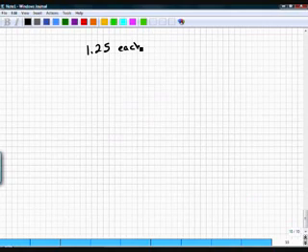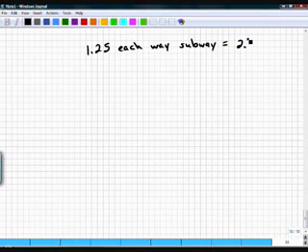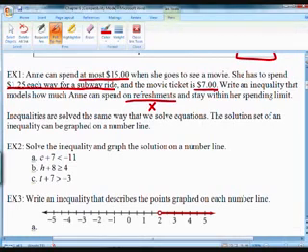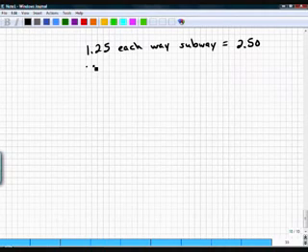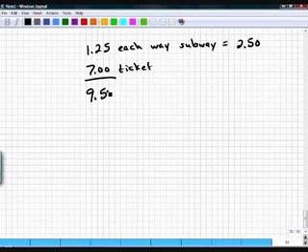$1.25 each way for the subway, which will be $2.50. $1.25 each way. What else is she buying? A $7 ticket. There you go. Let's go ahead and add that together. That's a total of $9.50.